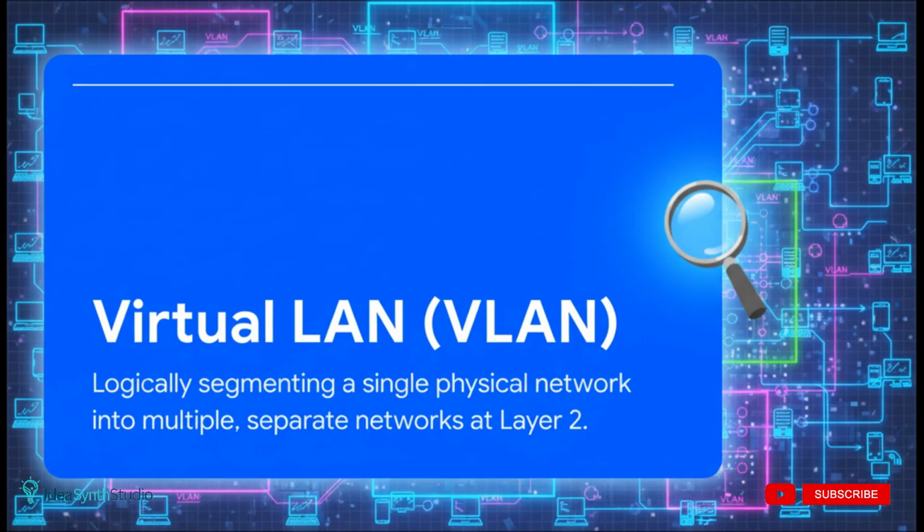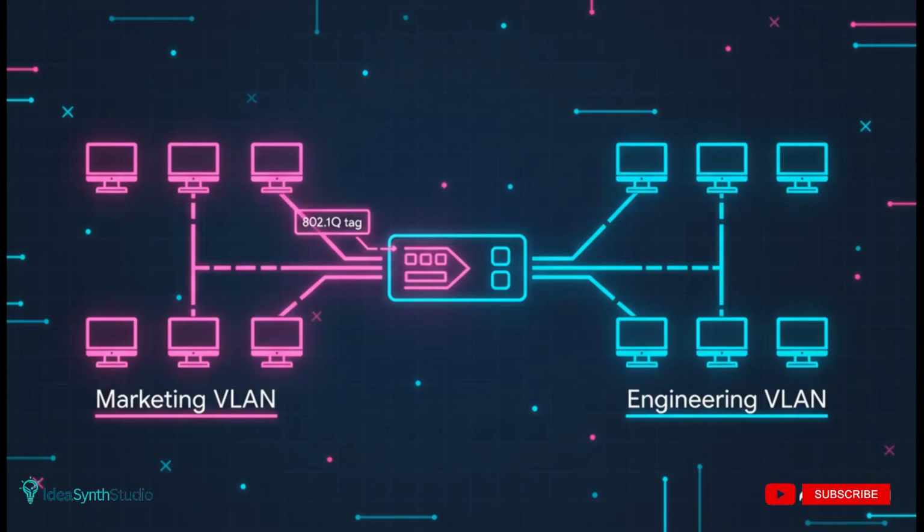Okay, next up, VLANs. I want you to picture a huge office network, right? Hundreds of computers, printers, servers. It could be chaos. To keep everything organized and, more importantly, secure, you can use something called virtual LANs, or VLANs. They let you take that one giant physical network and logically slice it up into multiple, smaller, totally separate virtual networks.